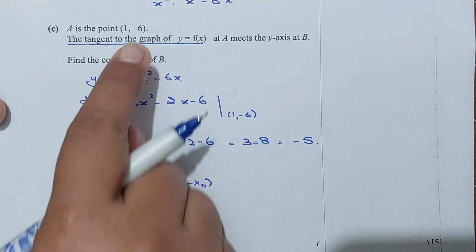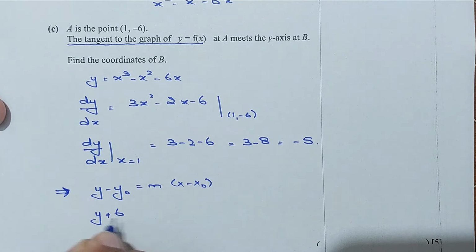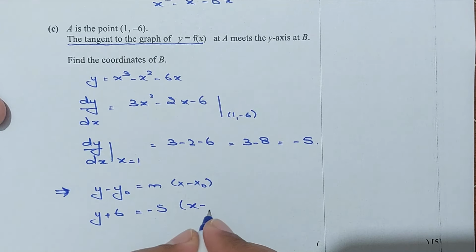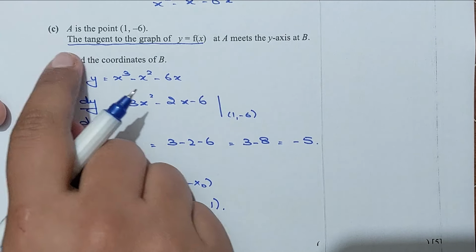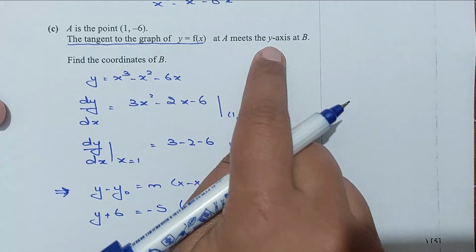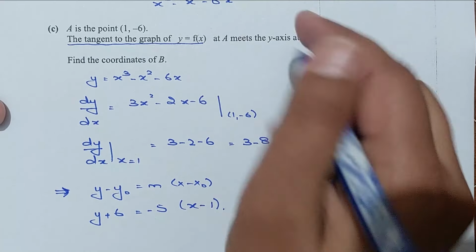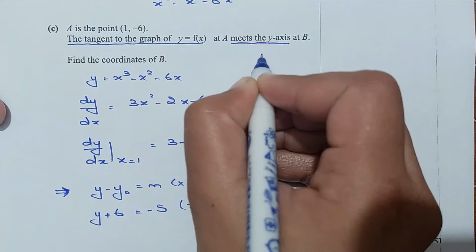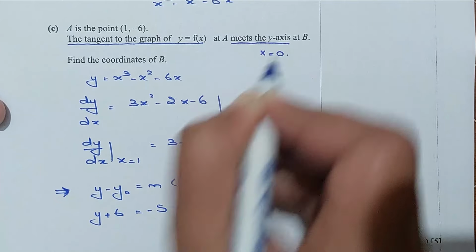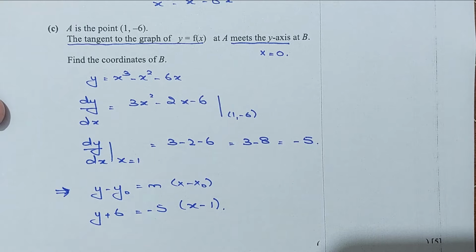So y minus y naught is this point, which is plus 6. The gradient is negative 5, and x minus x naught is this point, which is 1. This is the equation of the tangent at point A. It meets the y-axis at point B. When it meets the y-axis, it means the x component equals 0. We have to find the coordinates of B.